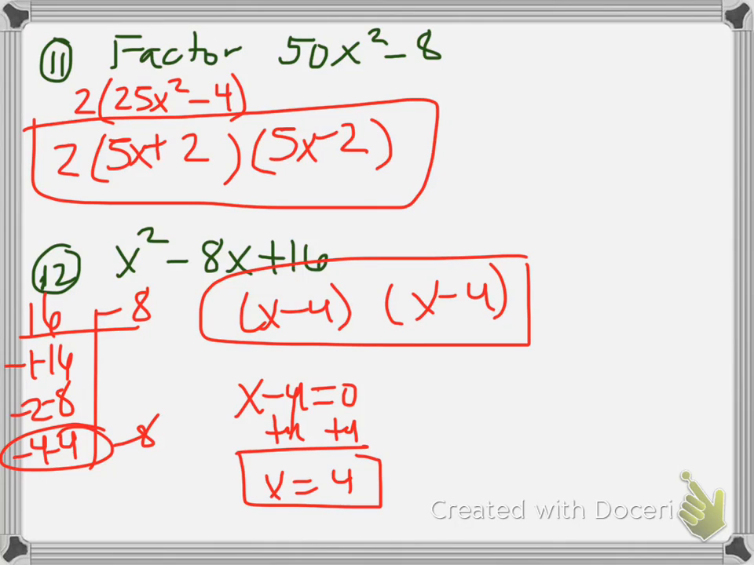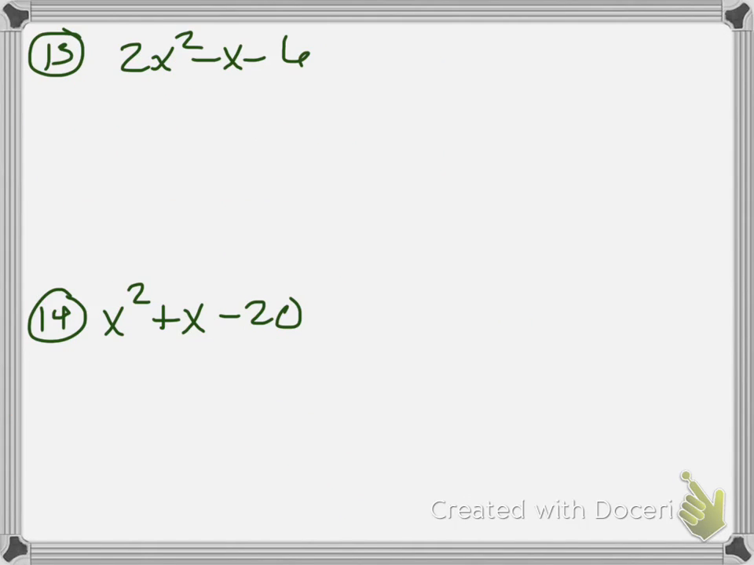Moving on to number 13. Now number 13 is what we learned after the simple problems because there is a number up in the front. What do I have to do with this number up in front? You have to multiply it by the negative 6. Very good. So 2 times negative 6 is negative 12. My middle number continues to be a negative 1.